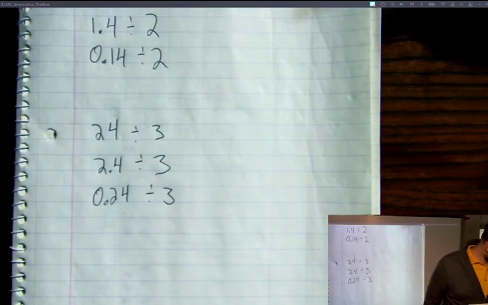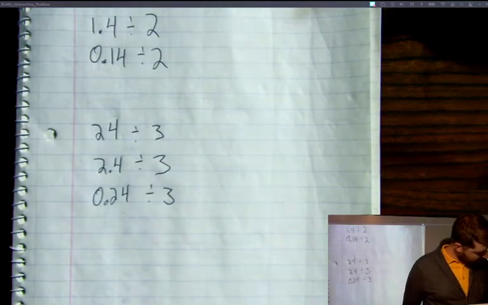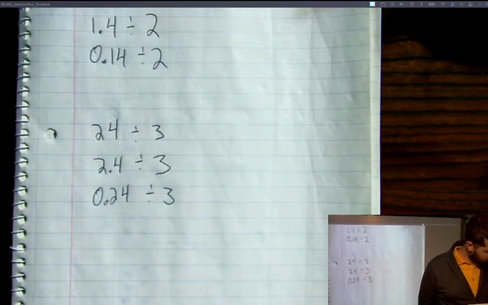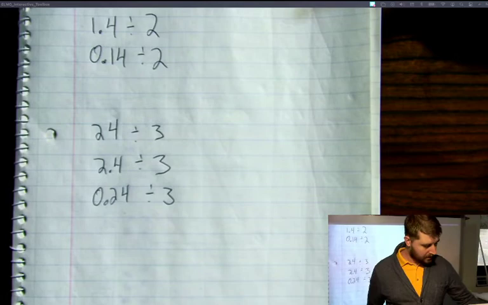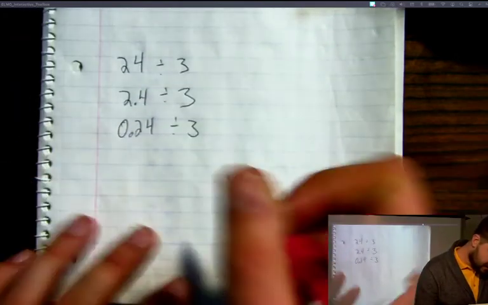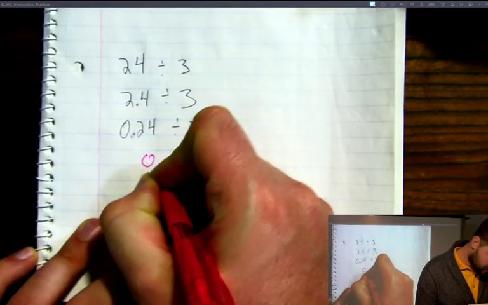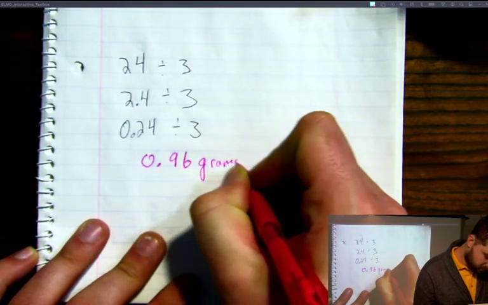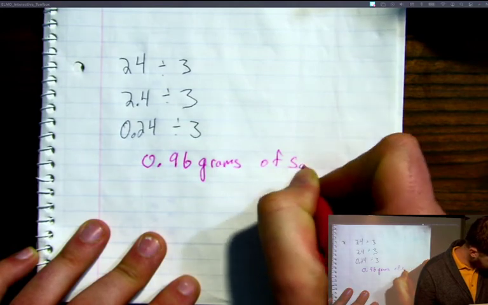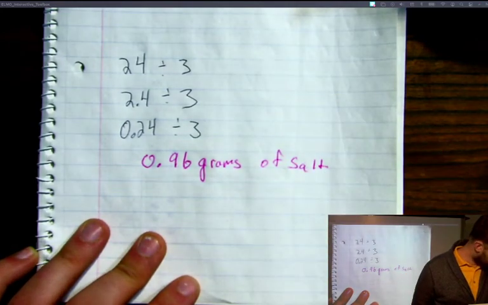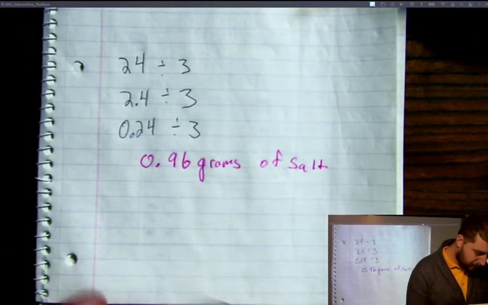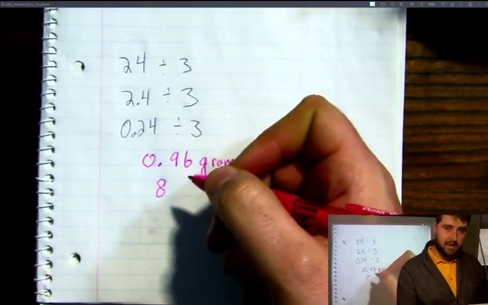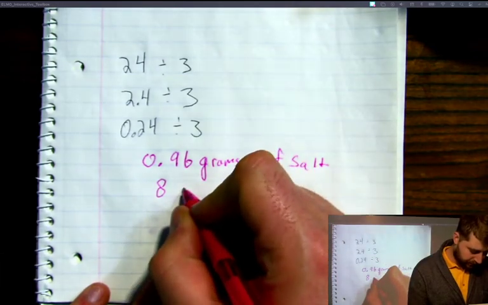So up next, we've got our application problem. And I want to know, if I have a bag of potato chips that contains 96 hundredths grams of sodium, which is salt, and if I split the bag into 8 equal servings, how many grams of salt will be in each serving?